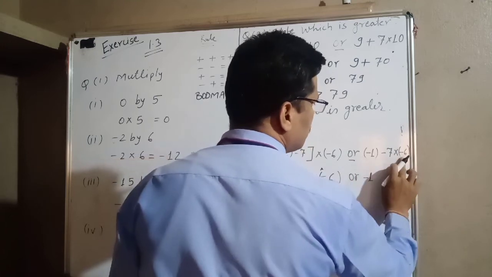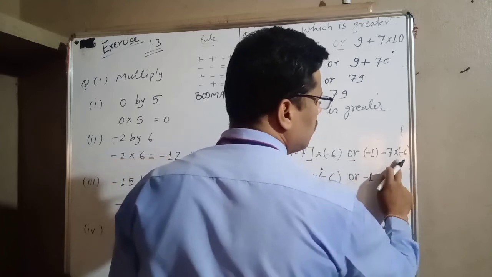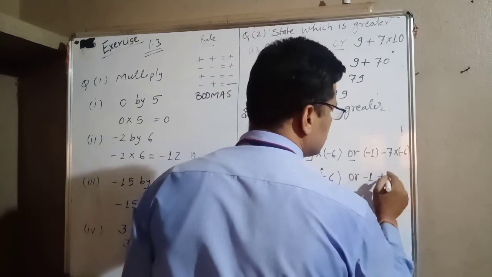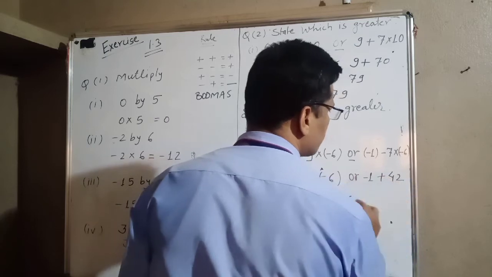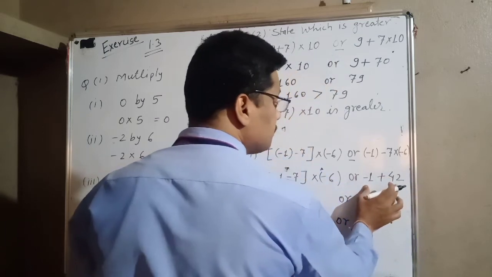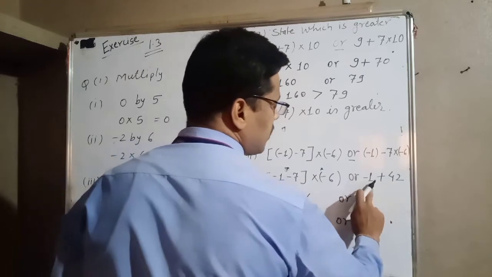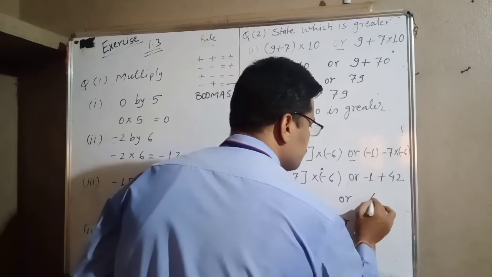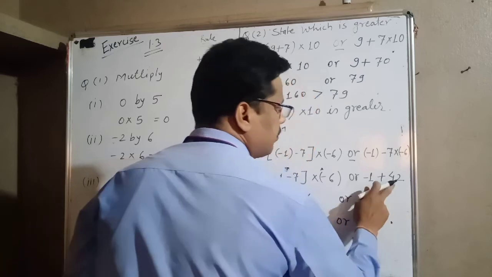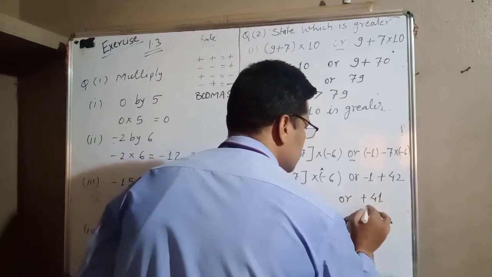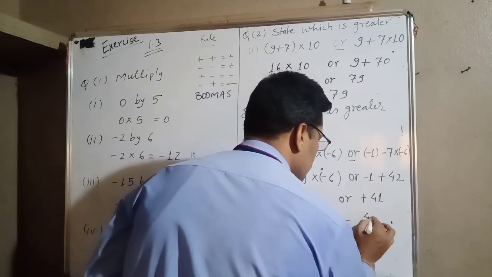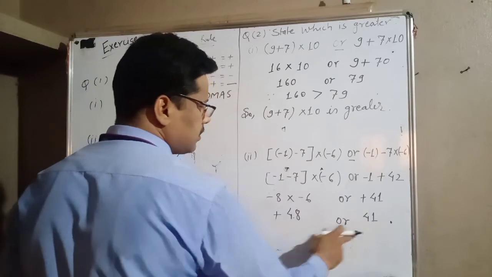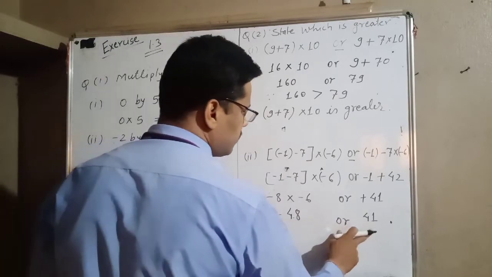Now here we have to multiply. Bracket minus minus plus, this plus 7 6 42. Both numbers have the opposite sign, so we subtract minus 1 from 42. So what do we get? 41. And which sign do we place before 41? Positive, because the positive number is greater. Plus 41. Now here you can see which is greater, 48 or 41.